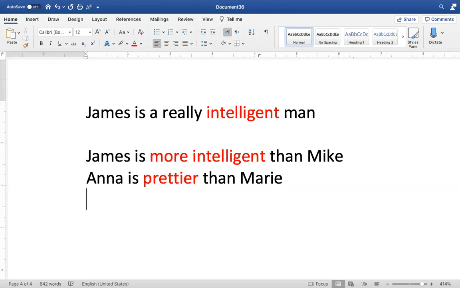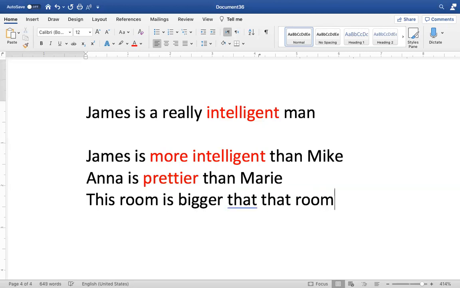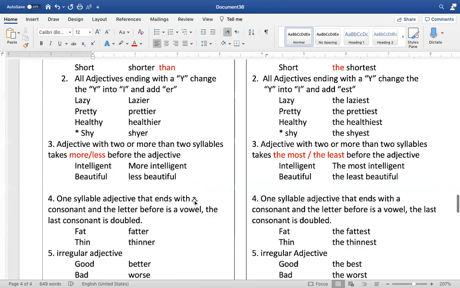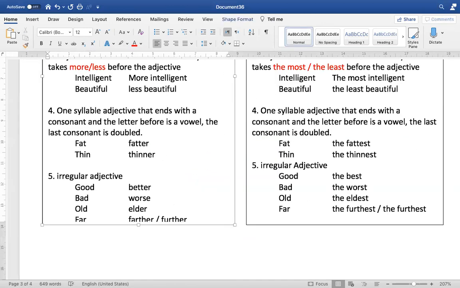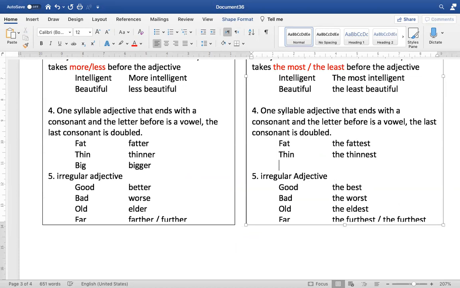Or you can say, for example, this room is bigger than that room. So this bigger can also go into the rules of doubling. I double the last letter of the word: big becomes bigger. And then here we say big, it will be the biggest.